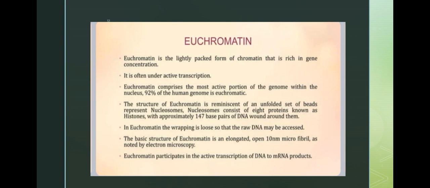In euchromatin, that wrapping is loose so that the raw DNA may be accessed. The first basic structure of euchromatin is an elongated open 10 nm microfibril, which is noted by electron microscopy. Euchromatin participates in the active transcription of DNA to mRNA products.